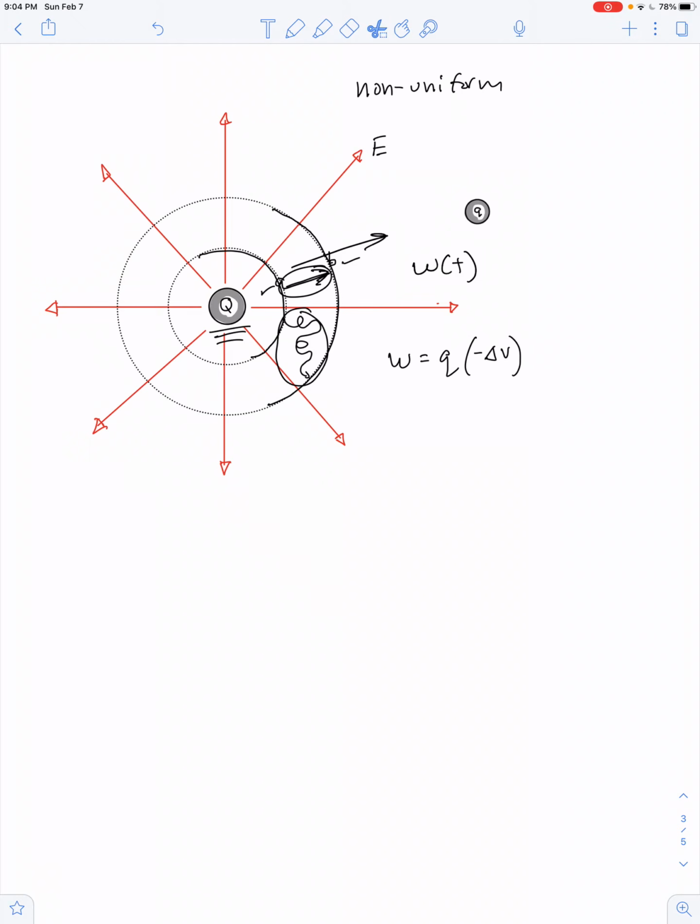But it's definitely moving from a high potential to a low potential, assuming our charge, capital Q, is a positive charge, right? And so the delta V must be negative. So we can write this one of two ways. We can either say, just as we did, work equals Q times negative delta V, or we can say Q times delta V is negative the work. Either way.